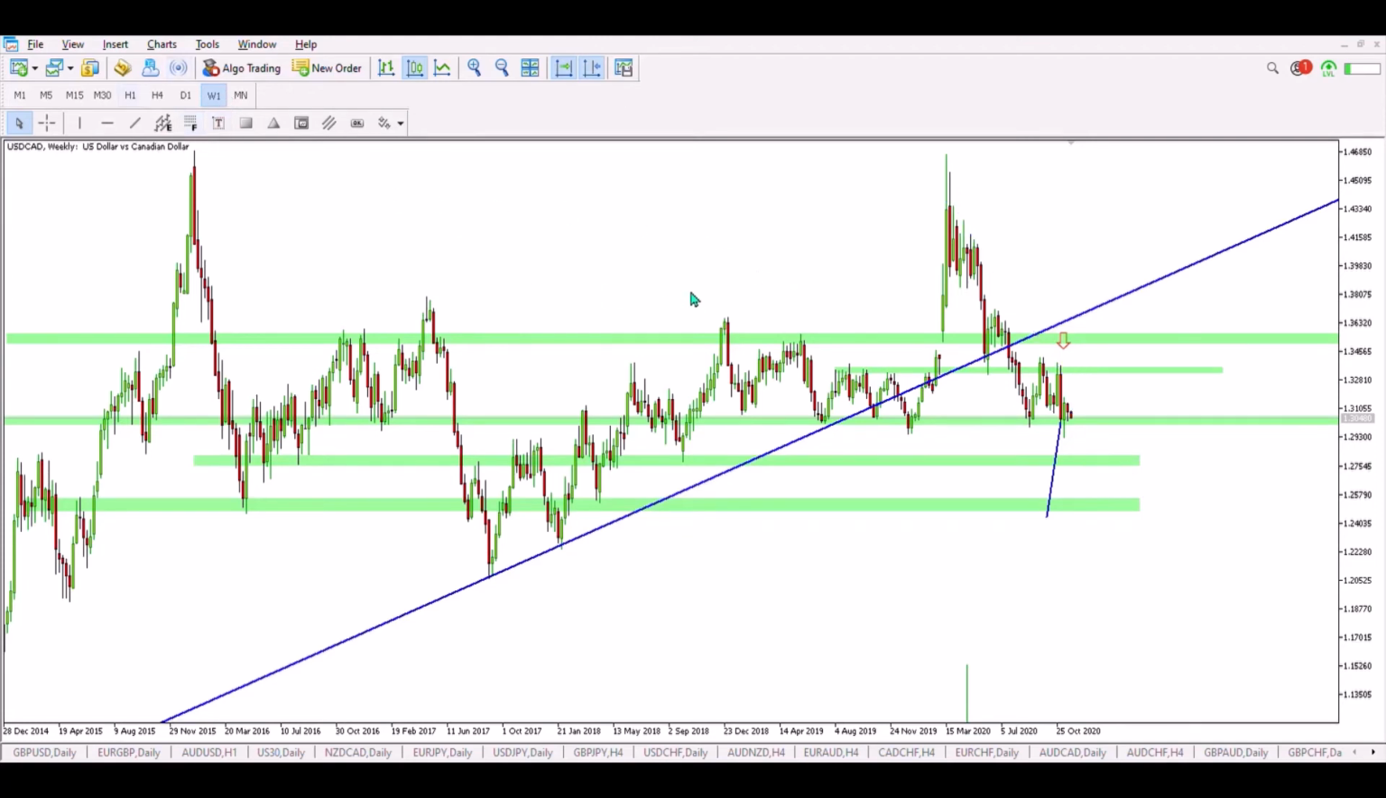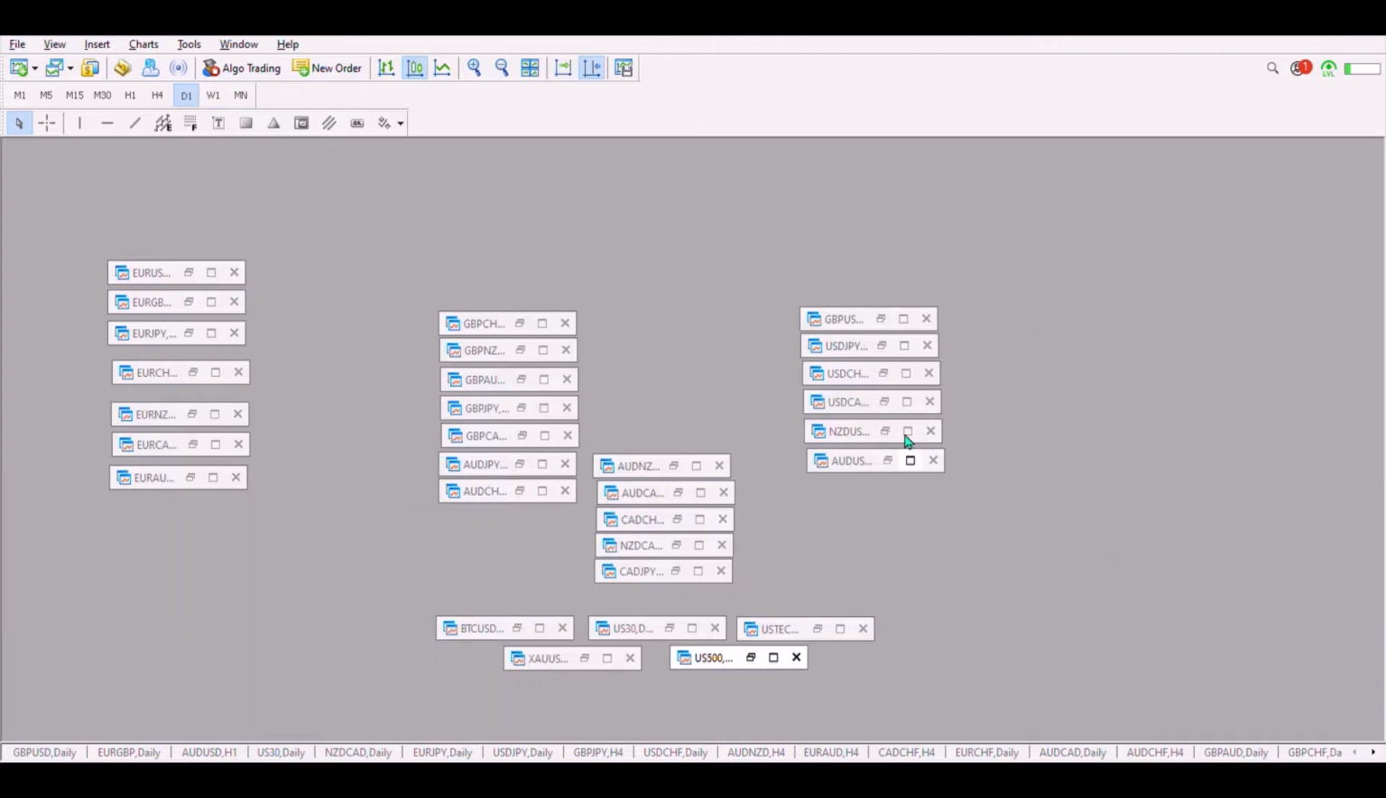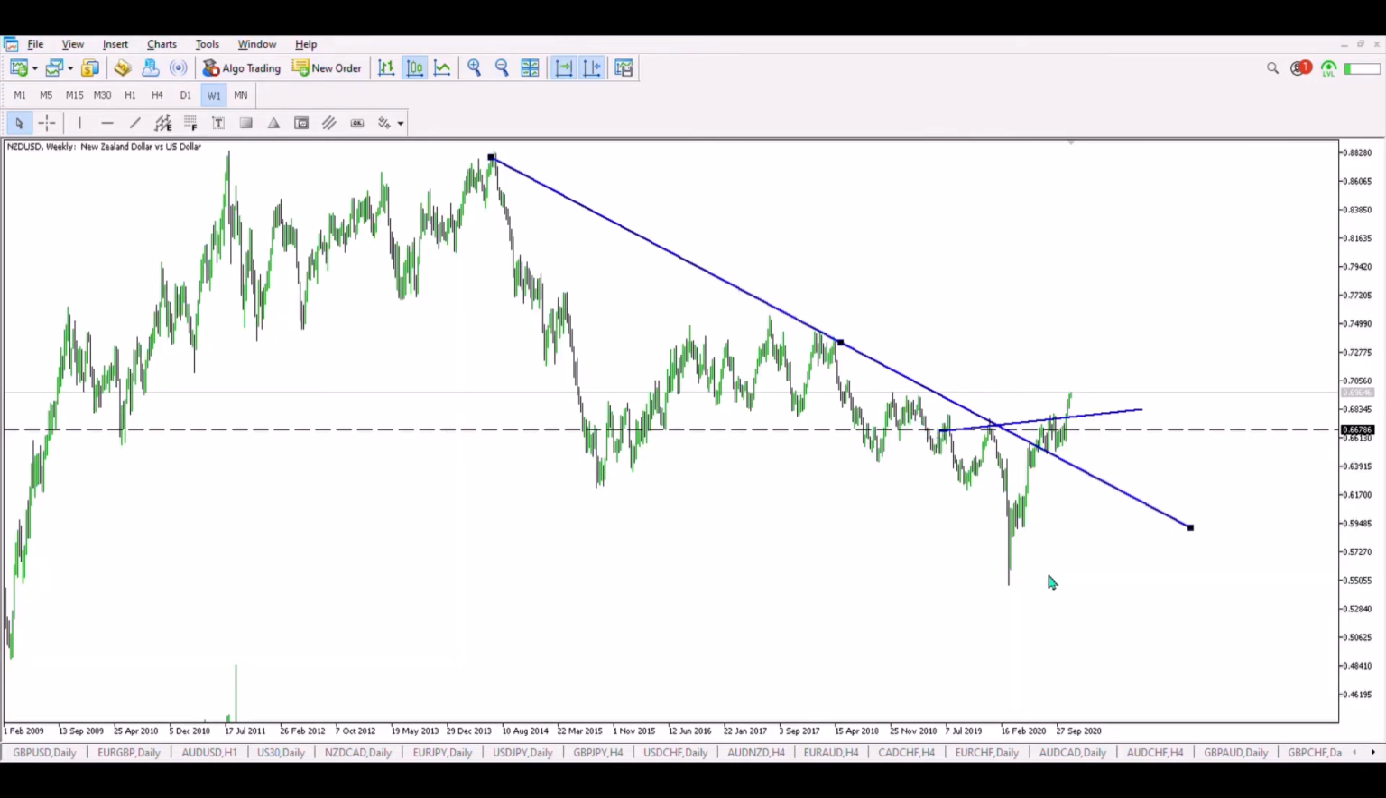Also, you can check out this unusual head and shoulders pattern with these left and right shoulders, which can also be respected, and we can see some even further push to the downside. Okay guys, let's move to the next pair. And what we have, New Zealand dollar, US dollar.